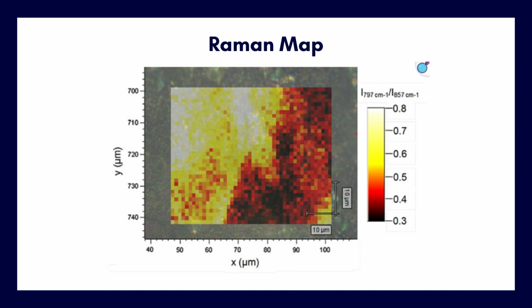The colors on the map show differences between these fingerprints corresponding to the different types of molecules present. The scale on the side shows the Raman shift, which is the tiny changes in energy of the scattered light that the spectrometer detected. Different molecules and vibrations produce different shifts, which is how the spectrometer distinguishes them.